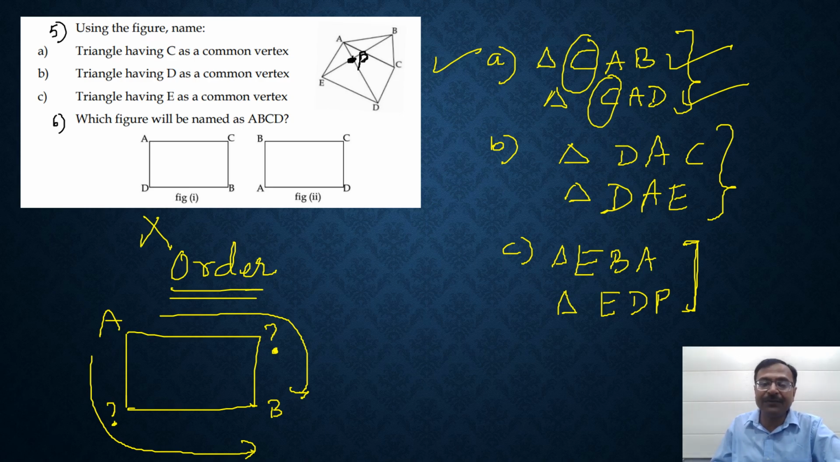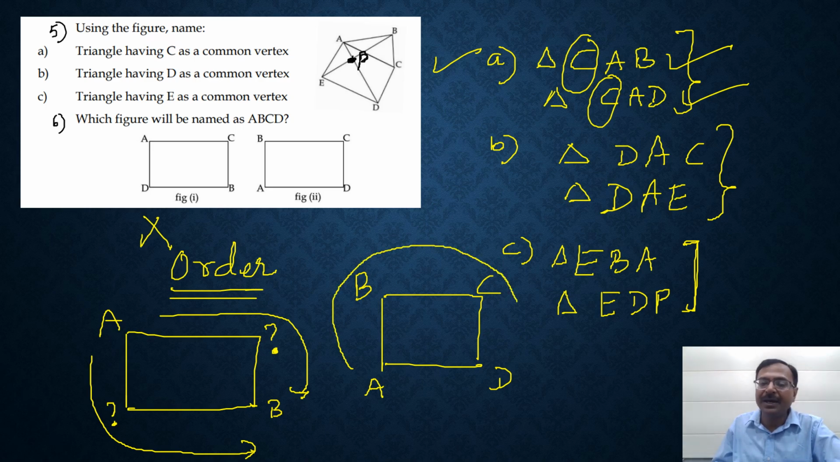So if you see the first figure, this is not the correct way of naming the figure. However, in the second figure, which I'll draw here, I have named A here, B here, C here, and D here. And if you go clockwise now, you see A, B, C, D are coming in order, and therefore the second figure is the quadrilateral ABCD that has been named correctly.